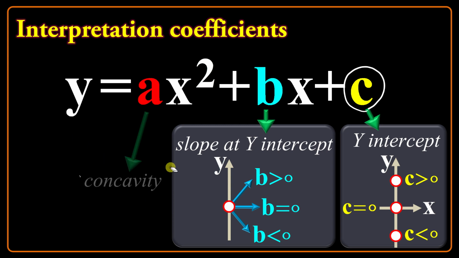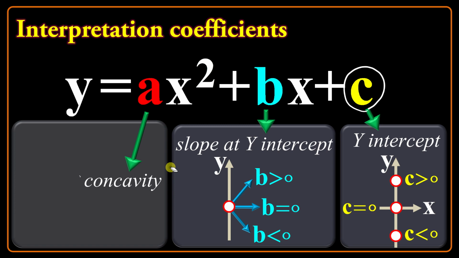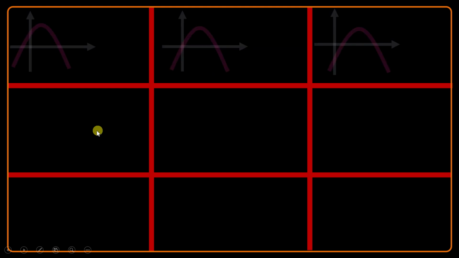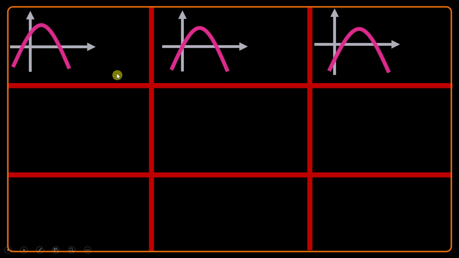What about a? A indicates the concavity. If a is positive, the parabola must be opening up or concave up, or otherwise if it's negative, it's concave down or opening down. Okay, let's check our understanding. I will show you some parabolas and let's guess the sign of each coefficient.